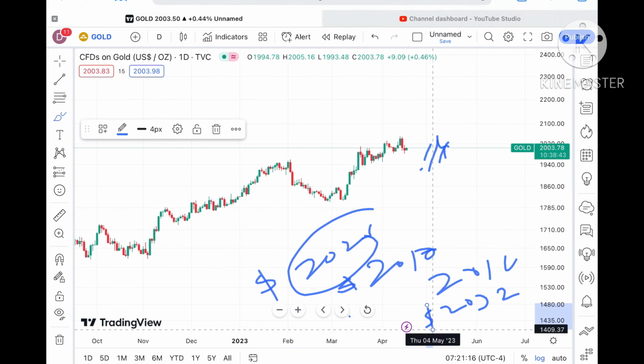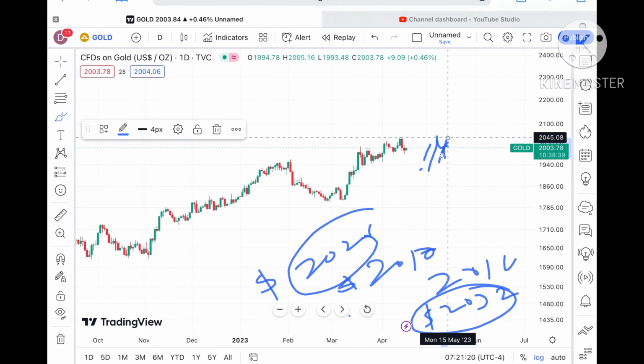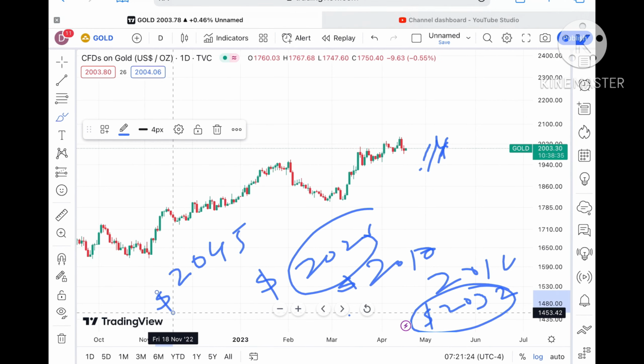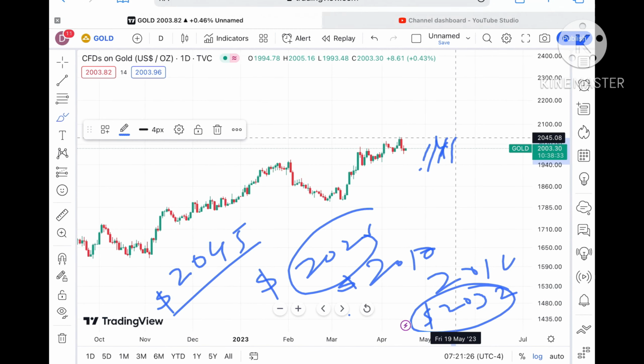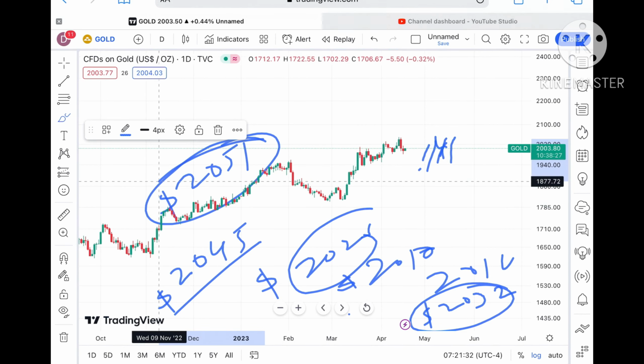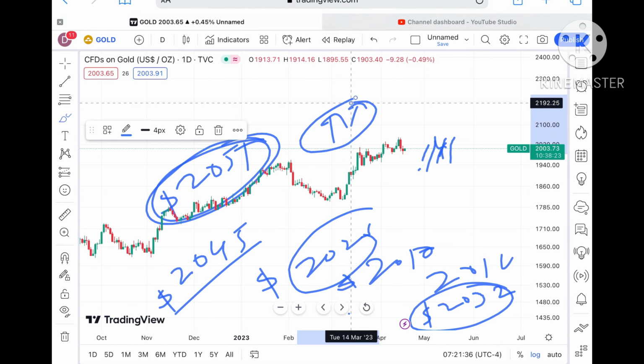Keep this in mind. Once the price sustains above $2032, chances of going further high are there, and a probability of touching $2045 is there, and once it goes above this level, it can go further upside, and a probability of going towards 2051 is there. Keep that in mind. Once it starts moving above 2051, then we can see it can make its all-time high also.